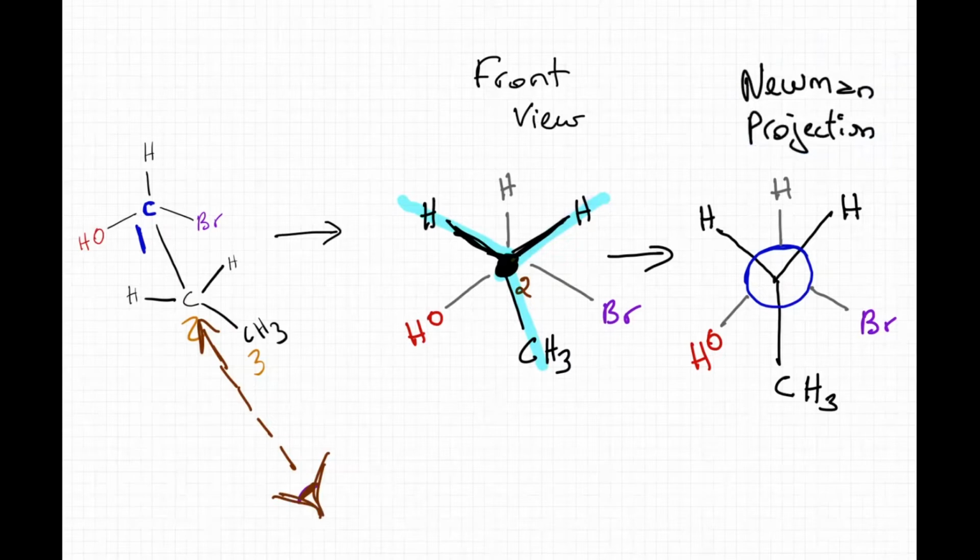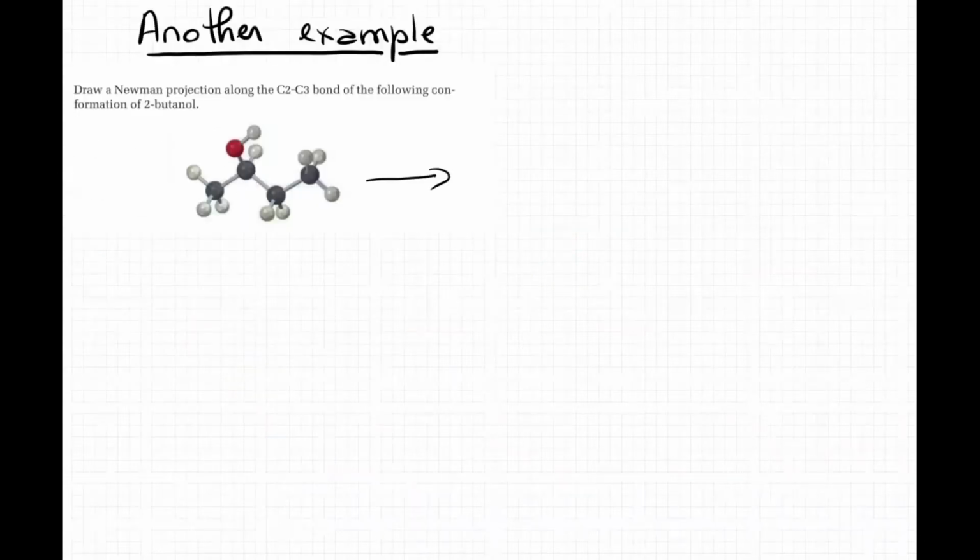So now that we have an idea about how to go from a simple representation to the Newman projection, we're gonna do some practice, going a little faster now. Let's say they ask us to draw a Newman projection along the C2, C3 bond of the following conformation of 2-butanol. Again, I found this in a book and it was nice that they show us this molecule, but guys, most of the time, the teacher isn't gonna give you this representation.